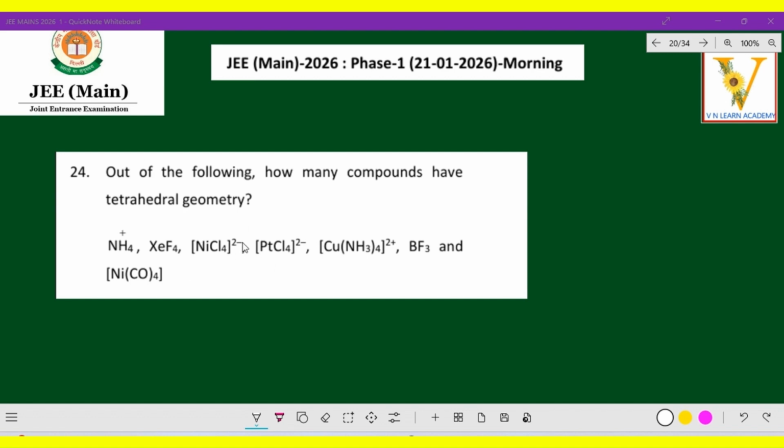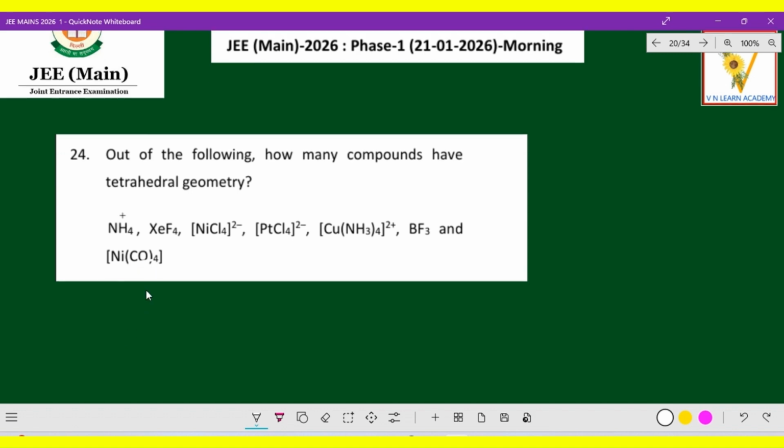Among these, we have to find the compounds having tetrahedral geometry, and give the answer as an integer. They did not give any option, but we have to give the answer in an integer way. As we observe with the same idea, I would like to give the answer directly. I bring the compounds one by one.